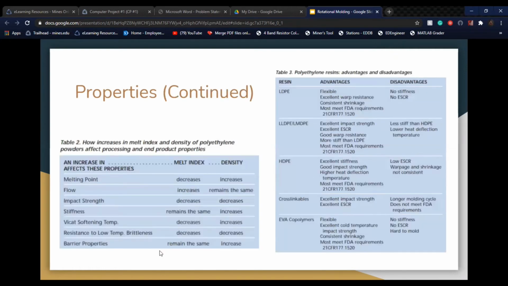So the table on the left outlines certain properties that are affected by the melt index and density of the polyethylene. An increase in density often increases the stiffness, but lowers the impact strength of polyethylene. And these are the two most important qualities in a rotomolded part, since we require it to withstand high stress applications using as little plastic as possible. The table on the right shows the most common types of polyethylene and its various advantages and disadvantages.